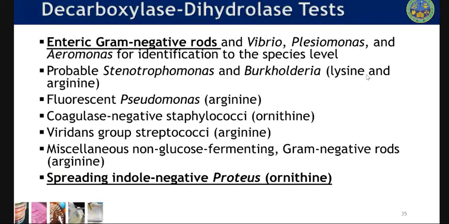So for the carboxylase dihydrolase test, you have enteric gram-negative rods, well, these are not actually under your Enterobacteriaceae, which could also be used as a panel of tests. So the most common with a positive test with this would be spreading, indole-negative Proteus species. Okay, so the rest I just highlighted them. Again, this amino acid decarboxylation test is more useful for non-lactose fermenting, oxidase positive microorganisms.